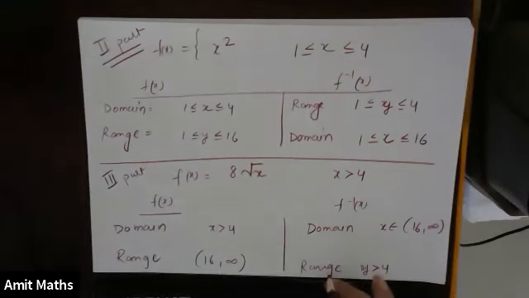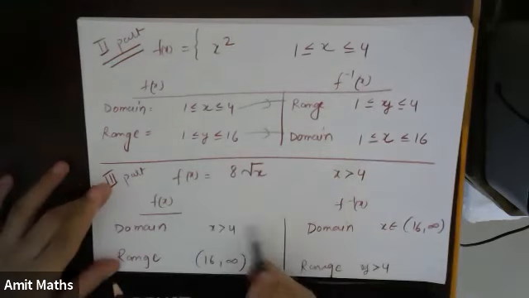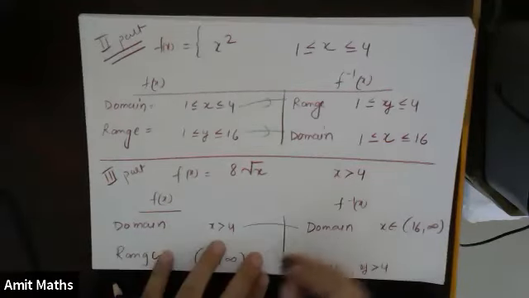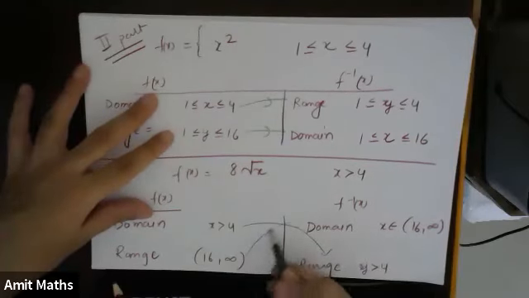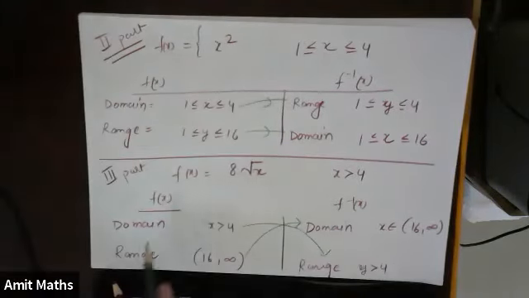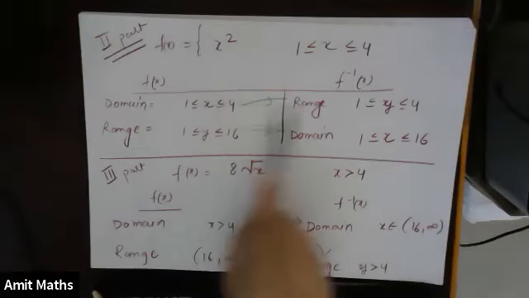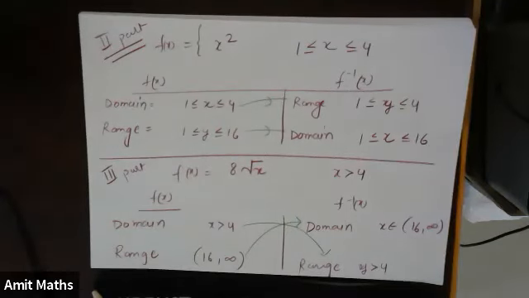Till here everything is fine. So this is domain and range. Domain becomes the range and range becomes the domain. Sorry, I have written it opposite. So this domain becomes the range, and range becomes the domain. Understood? In this I have written just in front of this. So till here I think everything is okay.